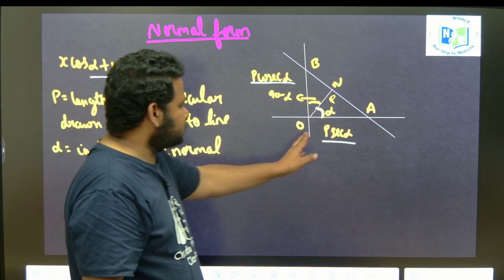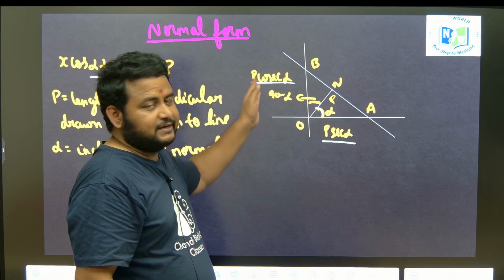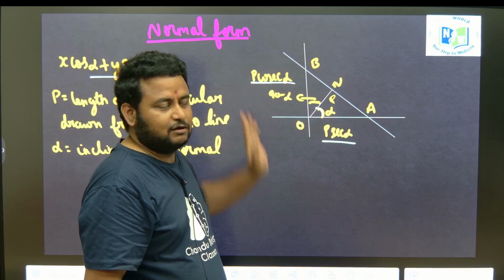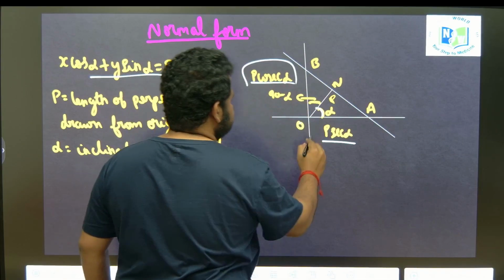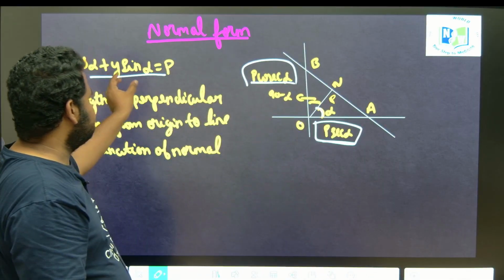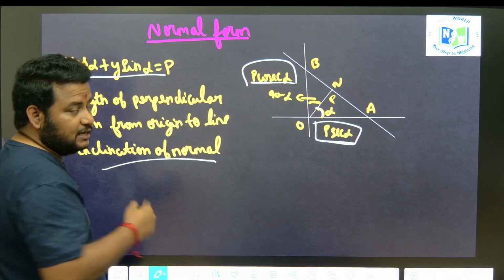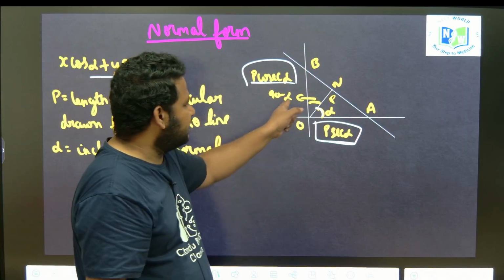The x coordinate will be P cos alpha, which becomes P secant alpha. The y coordinate will be P sin alpha, which becomes P cosecant alpha. This is highly important. You must know this. P secant alpha and P cosecant alpha, that is x cos alpha plus y sin alpha is equal to P. This angle alpha is the inclination of the normal, and this will be 90 minus alpha.